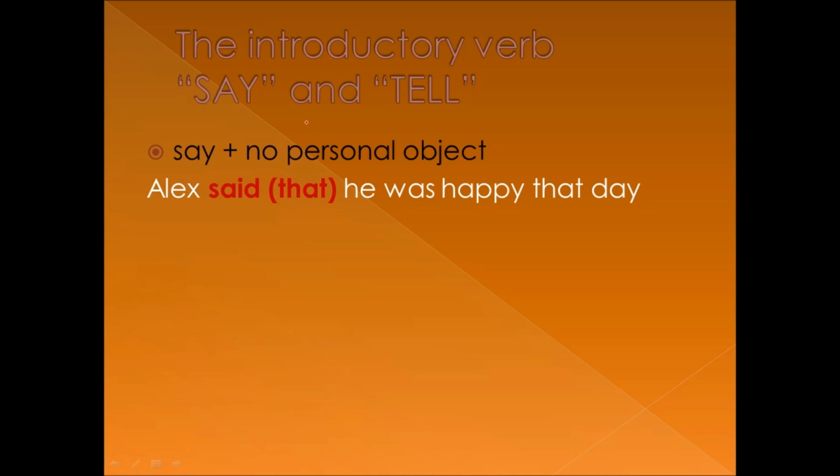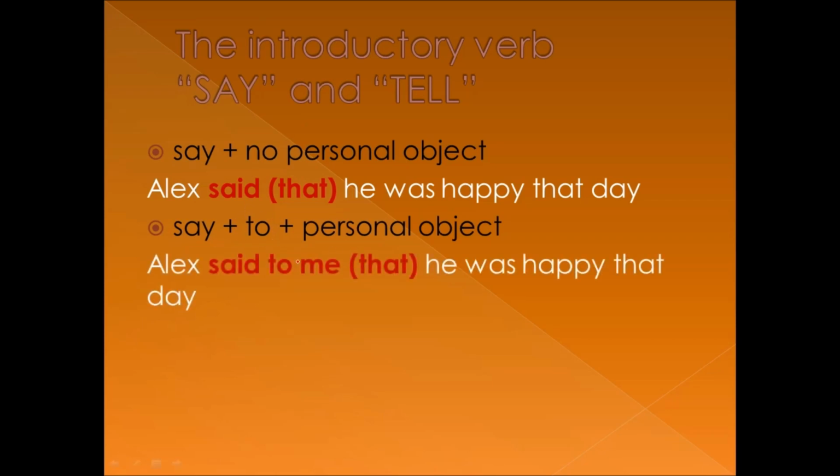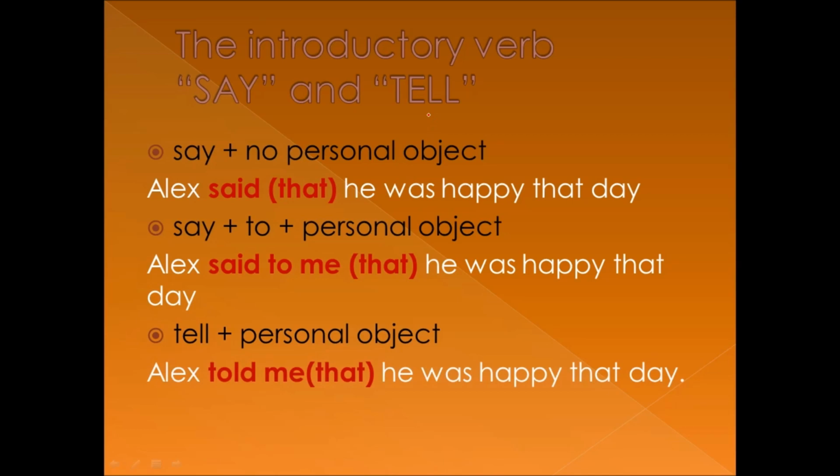When it comes to the verb say, we can also use it with a personal object. But when we do so, we need to put the preposition to in front of it. Alex said to me that he was happy that day. So with the verb say, we can either use a personal object or not. And when we use it, we put the preposition to. But with the verb tell, we always use a personal object, without the preposition to. Alex told me that he was happy that day.